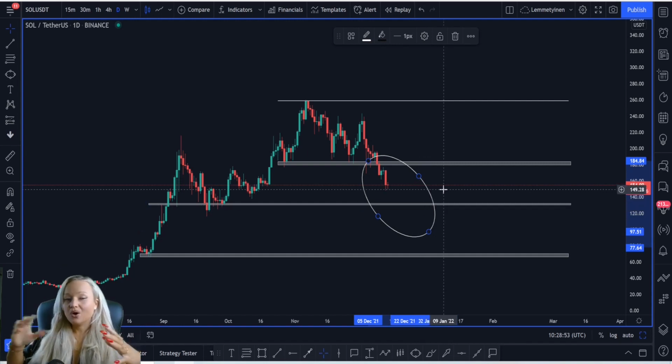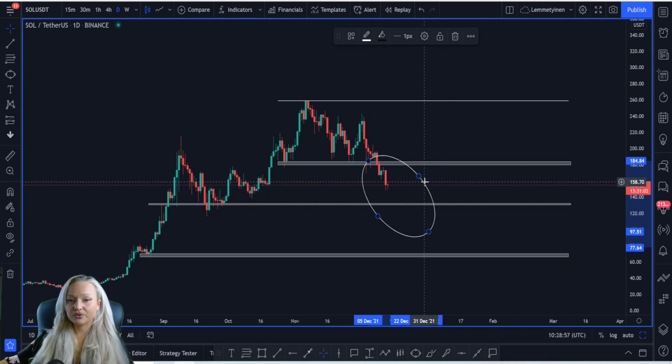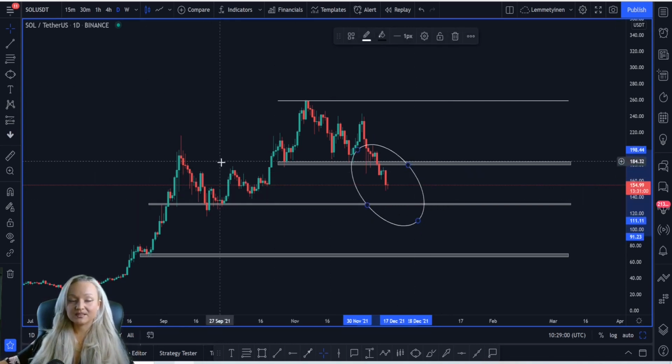So as I told you, we don't have to have millions of lines on the charts. We're just focusing on the biggest ones, and this is on the daily. So these are magnets for the market to come back down to. So on Solana, I am focusing on 180, 130, and on 70.